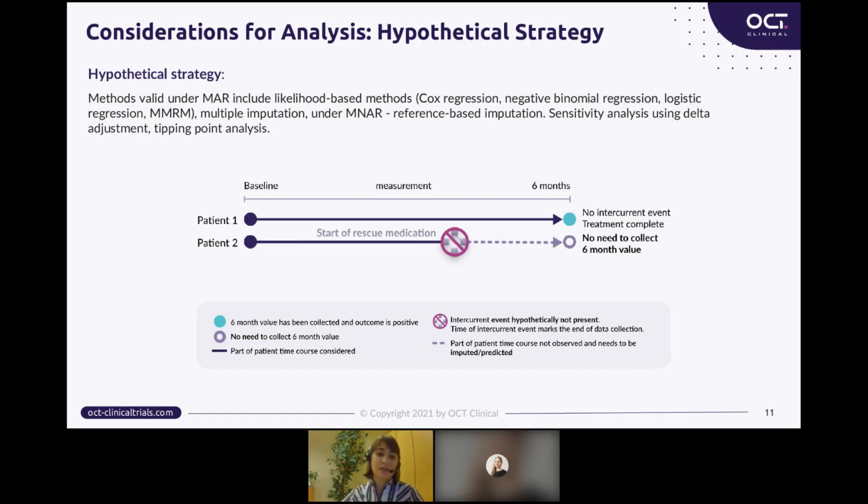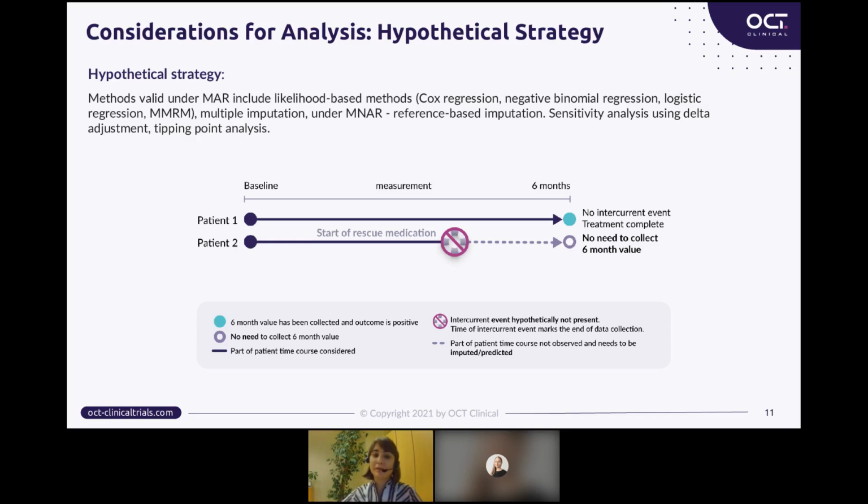In hypothetical strategy, data after intercurrent events are considered irrelevant and are excluded from analysis. Therefore, methods commonly used for handling missing data are applicable. Methods valid under missing at random assumption include likelihood-based methods such as mixed model for repeated measurements and multiple imputation. Among missing not at random methods, one of the most popular approaches is reference-based imputation, where values are imputed from data in another arm or subset of patients in the trial, the reference group.